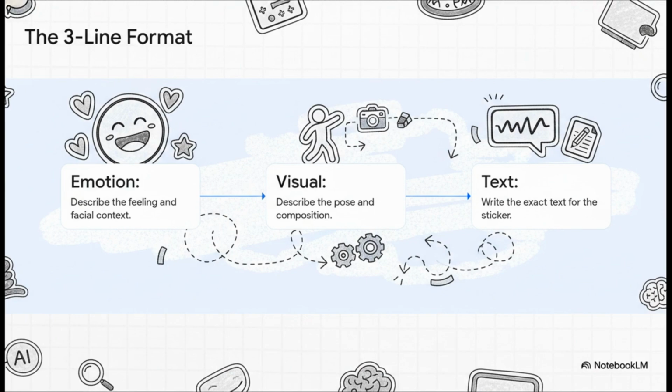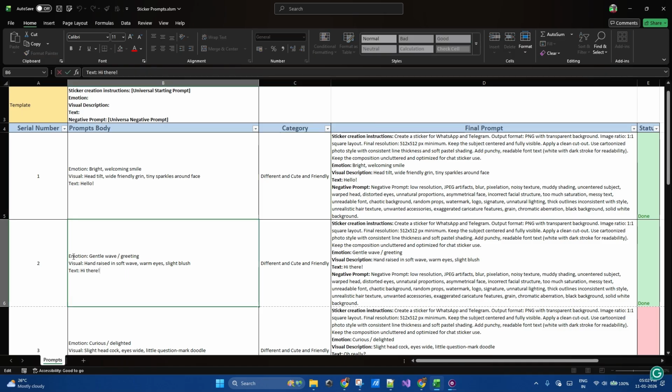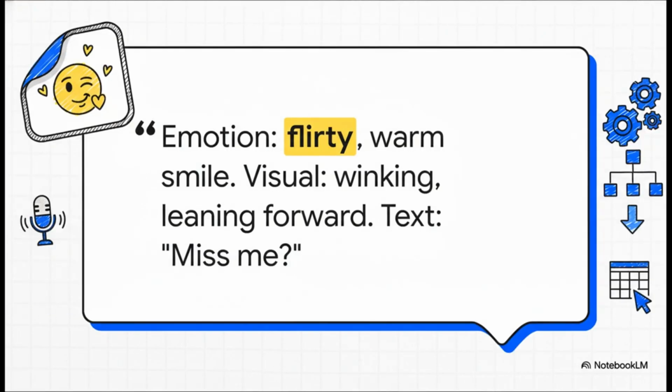Now, this is the most critical rule, so listen up. The prompt body absolutely must follow a strict 3-line format. You need emotion, visual, and text. The engine is specifically designed to look for these labels to figure out what you want, so this structure isn't optional, it's essential for it to work. And here's what that looks like in action. Emotion sets the mood, visual describes the pose, and text gives the exact words for the sticker. See? It's clean, simple, and it works incredibly well.